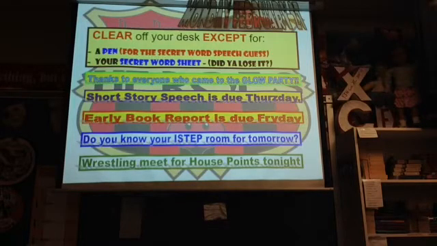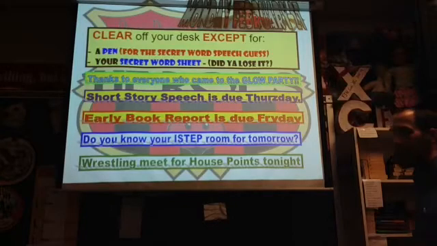Do you know your ISTEP room for tomorrow? Because you're going to go there first thing. We do have the no best schedule today, just so you are aware. And then tomorrow you're going to have just a completely screwy schedule. And then tonight is the wrestling meet for House of Points.